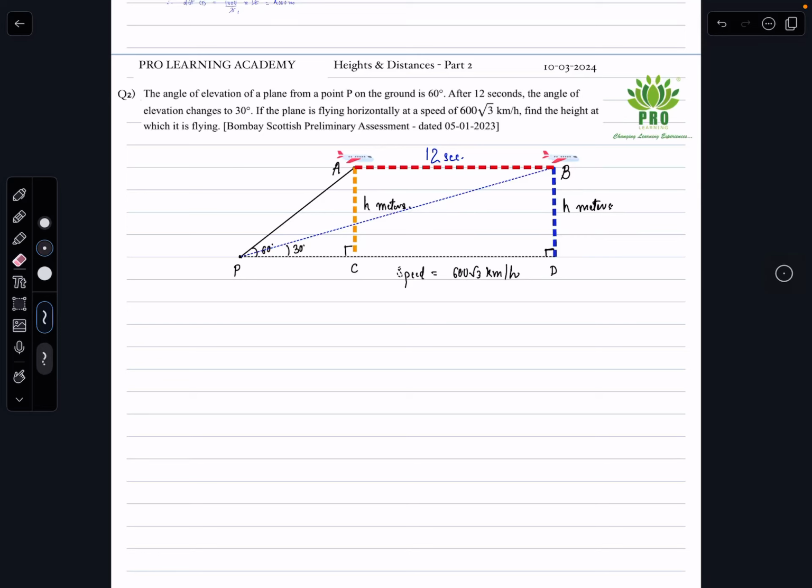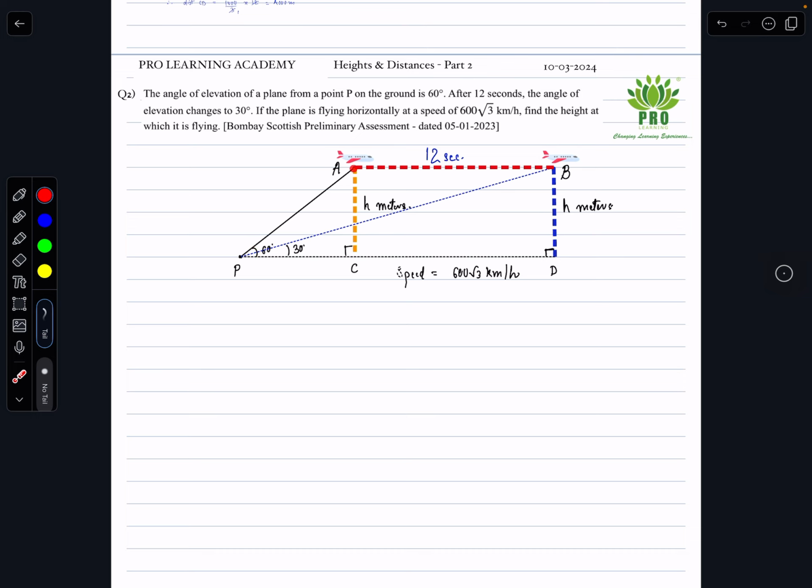Heights and distances. This is a problem picked up from the Bombay Scottish Prelim paper dated 5th of Jan 2023. Let's look at the problem. The problem says the angle of elevation of a plane from a point P on the ground is 60 degrees. So we know that this angle we're talking about is 60 degrees.